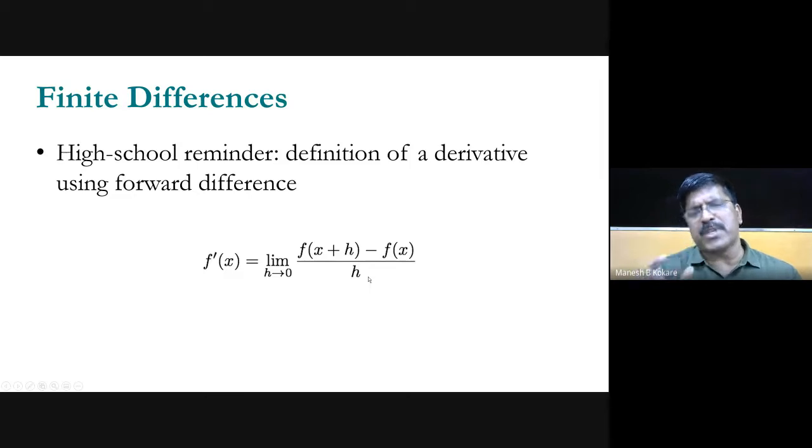In case of detecting the edges, the step size we take as 1. So the value of h is equal to 1. If it is 1, the denominator can be neglected because it is divided by 1. And we get f(x plus 1) minus f(x), which is the same formulation as before.